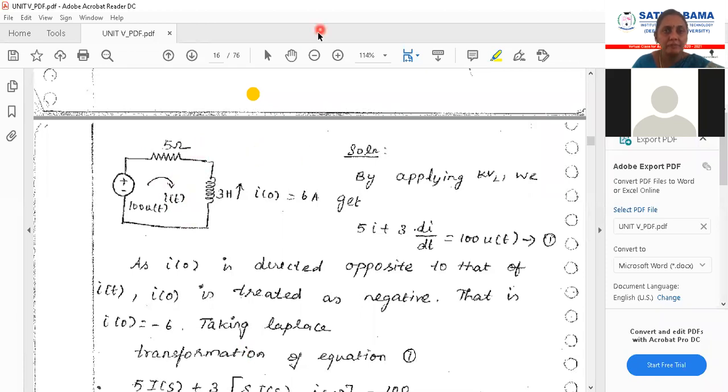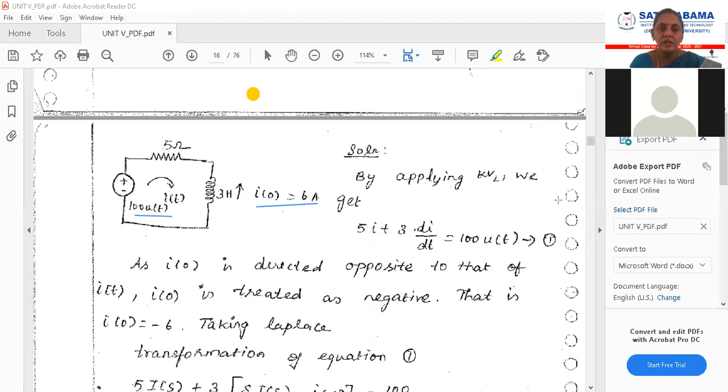And the inductance value is 3 Henry. The voltage value is also given: 100 into u(t). And i(0) is also given, i(0) is 6 amps. Now the procedure is, this is similar to the circuit before. You can directly solve it by the final equation, or you can solve it by writing stepwise equations. I have solved it here stepwise just to make you understand, but in this circuit, if you directly substitute also, you will get the same answers.